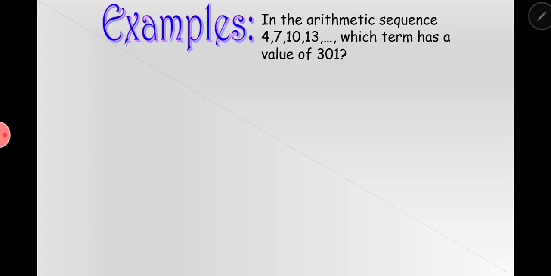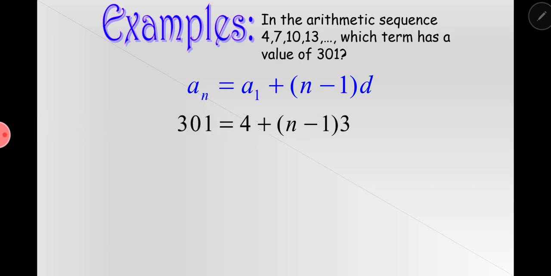Malayo-layo pa ng 301. So, by using the formula, a sub n is equal to a sub 1 plus n minus 1 times d. So, we all know that the last term na gusto natin hanapin, we have 301. Siya yung nth term natin. So, 4 is your first term. And n, siya yung gusto natin malaman kung pang ilan siya.